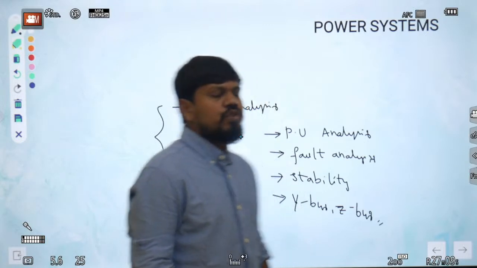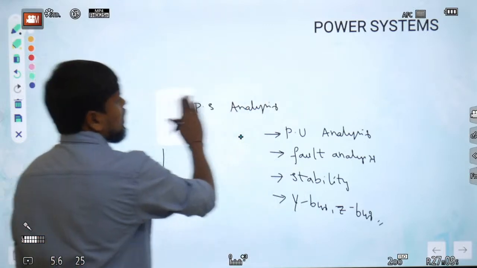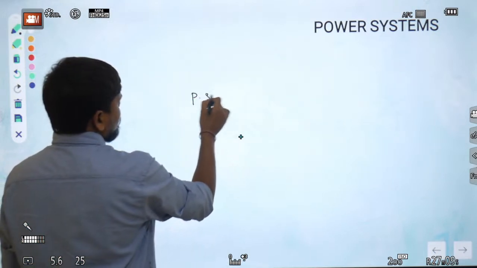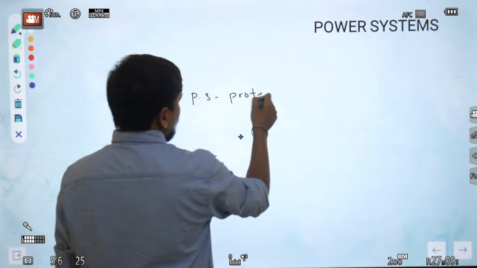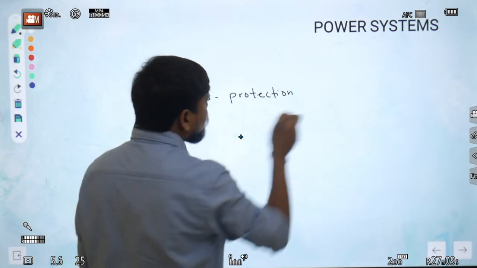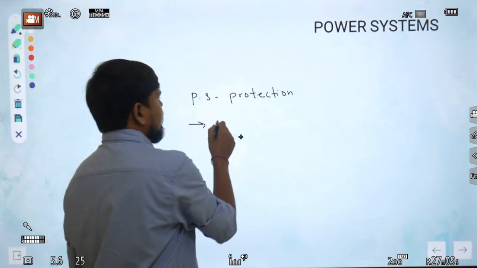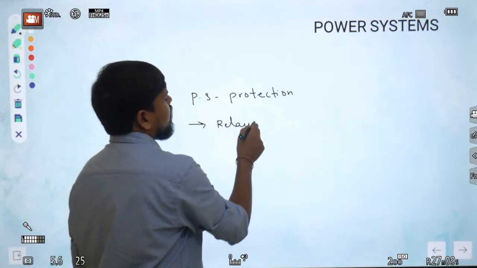Okay, so we have power system protection concepts. In protection, what we need to know, we have only two concepts. Two things we have to know. First one is relays. We have different types of relays.